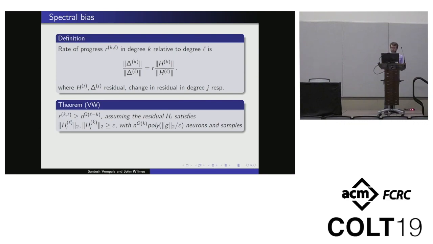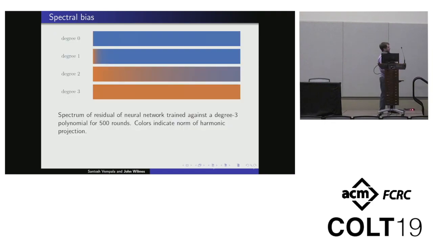So what we show is that the improvement in the relative error in degree k relative to some degree L is a factor of n to the L minus k, where k is the lower degree, L is the higher degree, after normalizing for the amount of error present in the residuals. So what this looks like is, you very quickly learn lower degrees. It takes a much longer time to learn higher degrees.